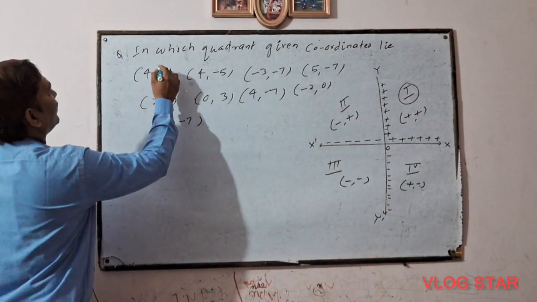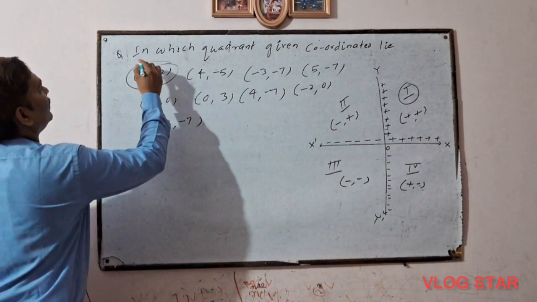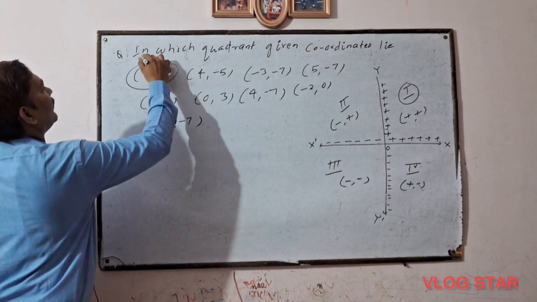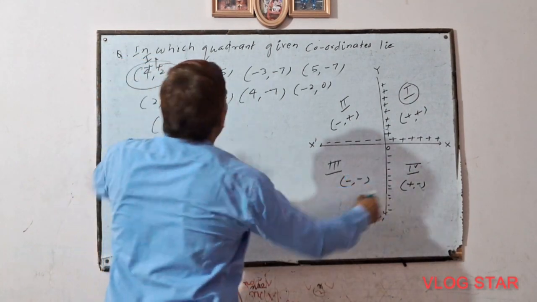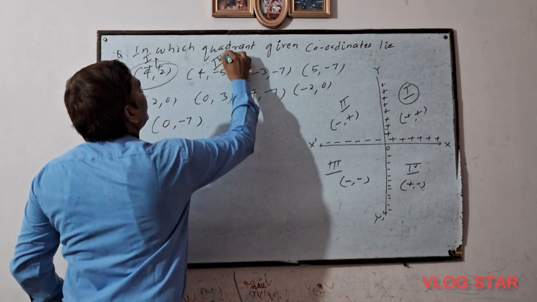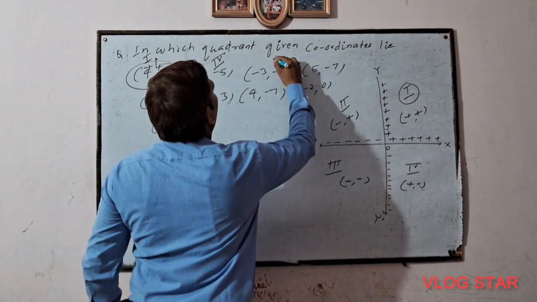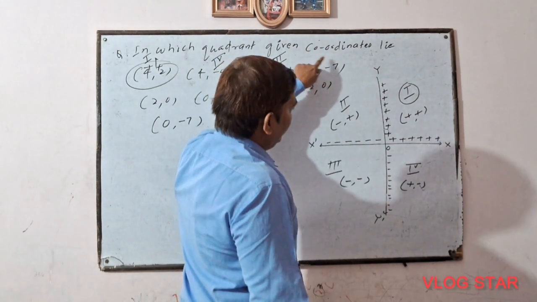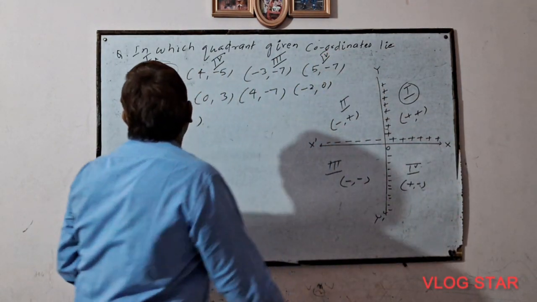Now first see this coordinate. This is plus, this is plus. Therefore, it will lie in first quadrant. Now here, plus, minus, it will be in fourth quadrant. Minus, minus, it will be in the third quadrant. Then, plus, minus, it will be in the fourth quadrant.